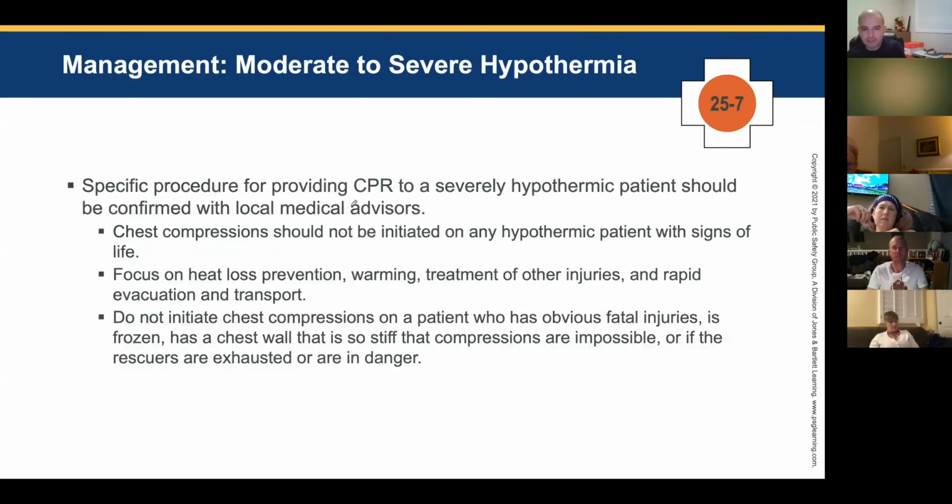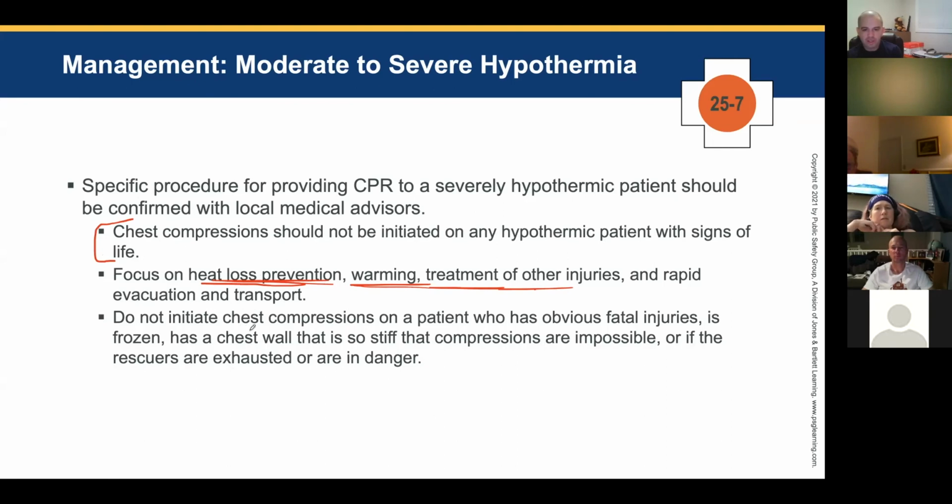So specifically, when we talk about providing CPR to a severely hypothermic patient, we want to check with medical advisors. Chest compressions should not be initiated on any hypothermic patient with signs of life. Remember, if they have a pulse, we do not do CPR. We want to focus on heat loss prevention, which is going to be key. We also want to focus on rewarming and treatment of other injuries and rapid evacuation and transport.